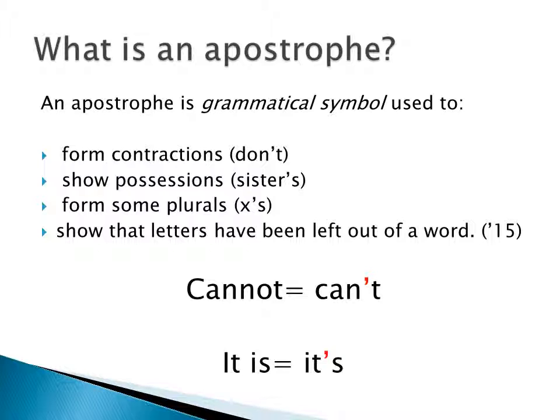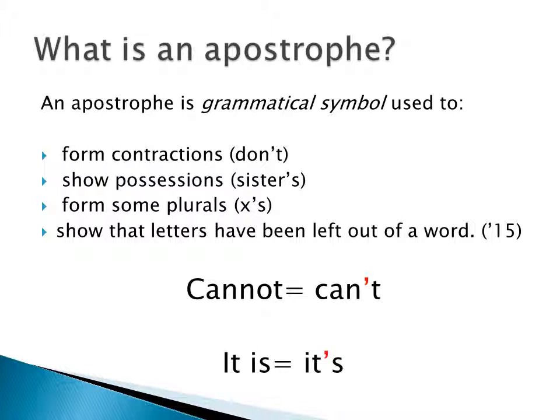In the examples below, you will see two common contractions. Cannot has been changed to can't. It is has been changed to it's. Can't is spelled C-A-N apostrophe T. The apostrophe is colored in red. That is the grammatical symbol. The apostrophe takes the place of the N and O in the word cannot.